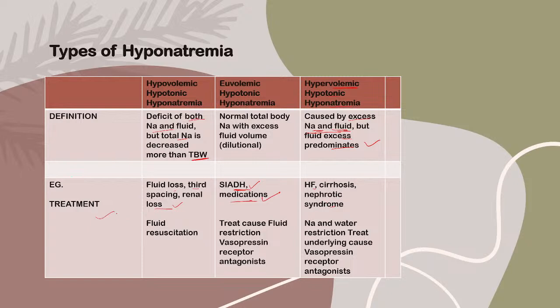And if we talk about treatment, the only treatment for this hypovolemic is fluid resuscitation, as there is loss of both fluid and sodium, so fluid resuscitation is required. Then in euvolemic, we need to treat the cause, fluid resuscitation, and vasopressin receptor antagonist we will give. Then in hypervolemic, sodium and water resuscitation, and we need to treat the underlying cause. Vasopressin receptor antagonists are also given. Alright, so in this, as there is excess of sodium and water, we will do restriction of sodium and water.